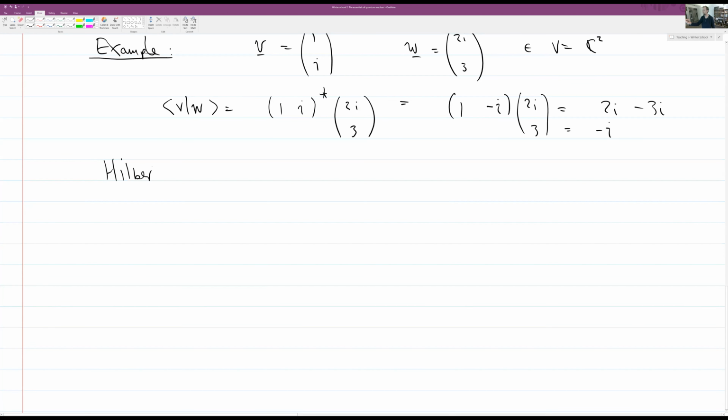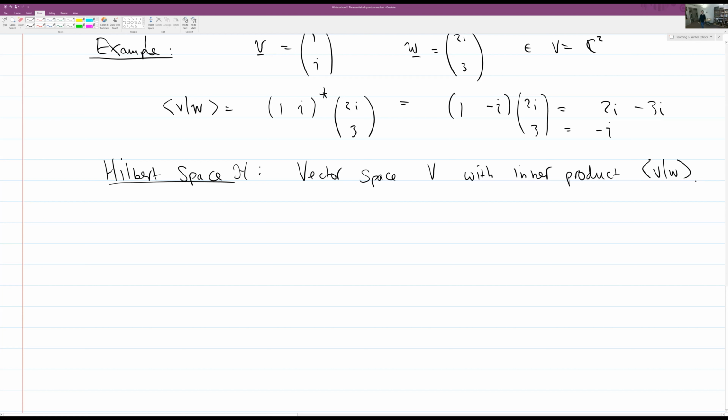It's going to come up a lot. It's hard to talk about quantum mechanics without saying the word Hilbert space. Now, Hilbert spaces are in infinite dimensions a much more subtle concept than they are in finite dimensions. But in finite dimensions, life is very easy, and that's why we take finite dimensional systems. A Hilbert space is nothing other than a vector space V with this inner product (V, W). Okay. That's what a Hilbert space is for today.